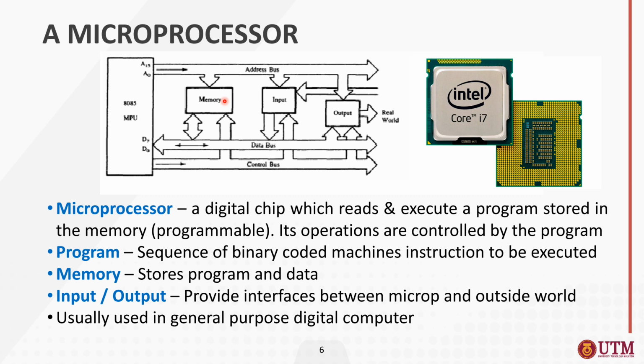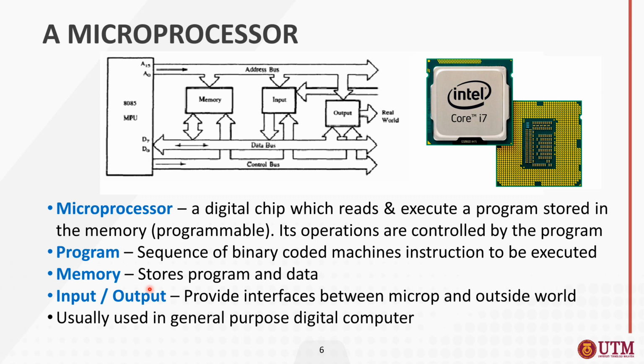And then you have input and output here. The function of input and output is to provide interfaces between the microchip and the outside world, and it is usually used in general purpose digital computers. Basically for input, your keyboard and your mouse are the input of your microprocessor. The output from your microprocessor, you can see, is from the monitor.